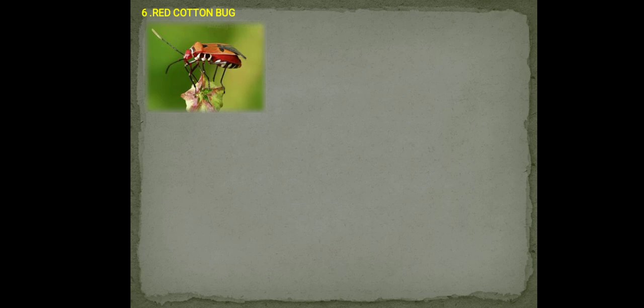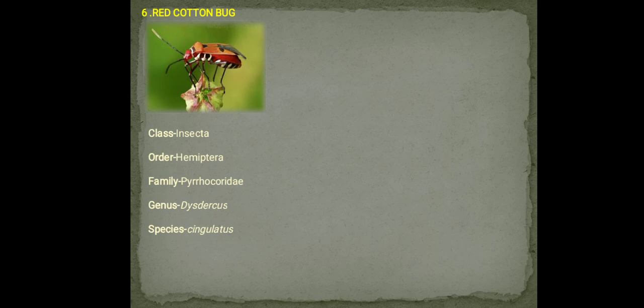The next one is the red cotton bug. Then we see the systematic position of this bug. It again belongs to class Insecta, order Hemiptera. Hemi means incomplete type of wing. Wings are developed incomplete type. That's why it is included in order Hemiptera. Then family Pyrrhocoridae, genus Dysdercus and species cingulatus.